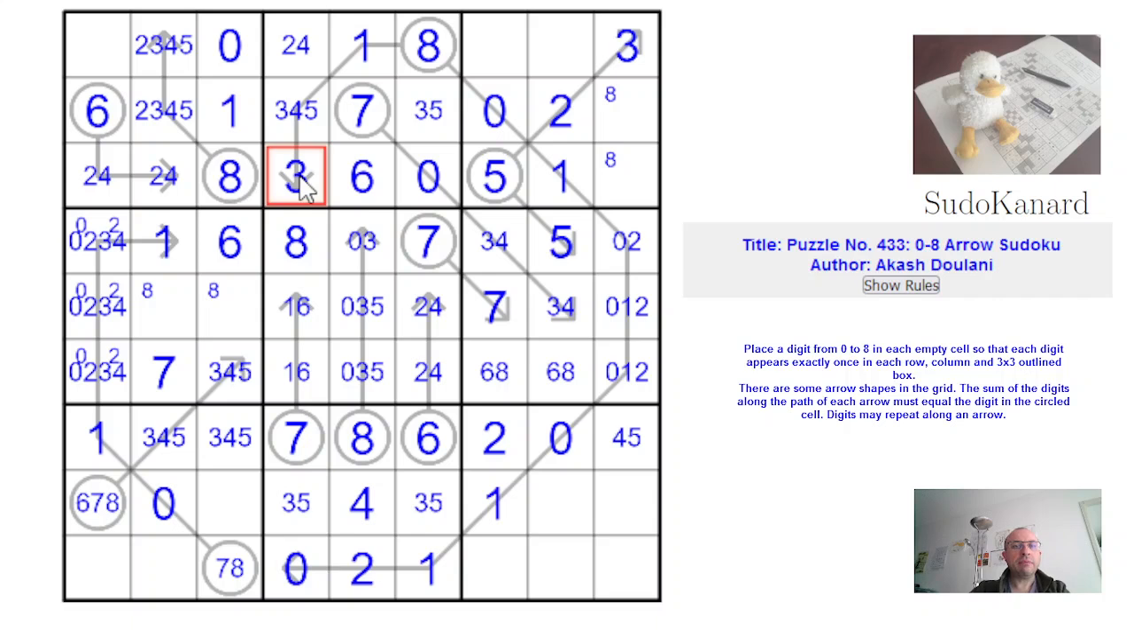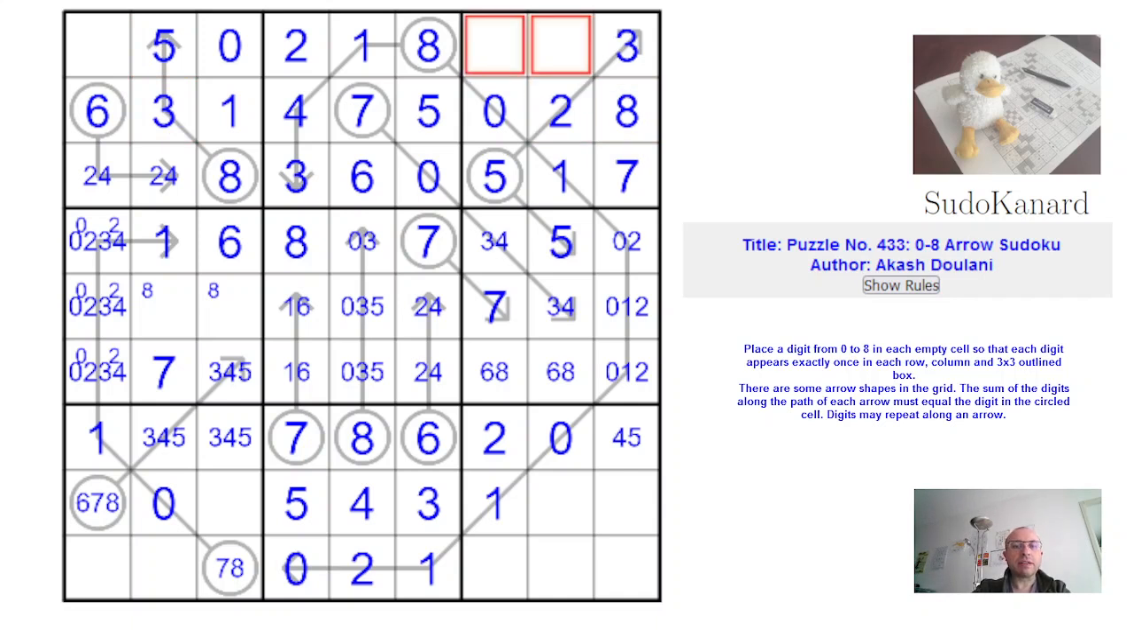That's the 3. So that's 4, that's 2 and 5. And 3 and 5 there. And this is 3 and 5, so 3 here and 5 there. So that's 8, this is 7, and here we get 4 and 6. And a 7 to complete the column.